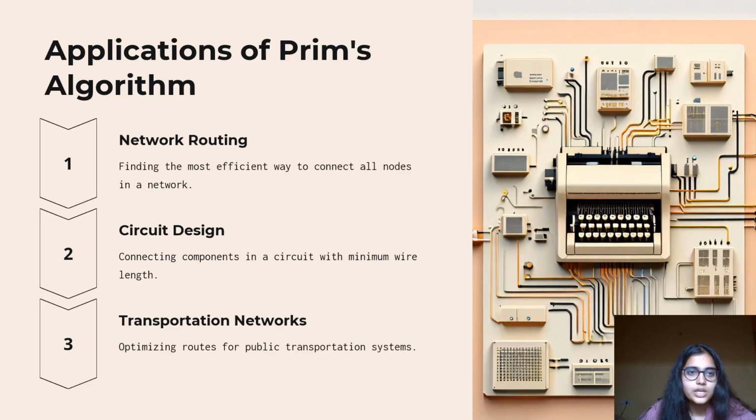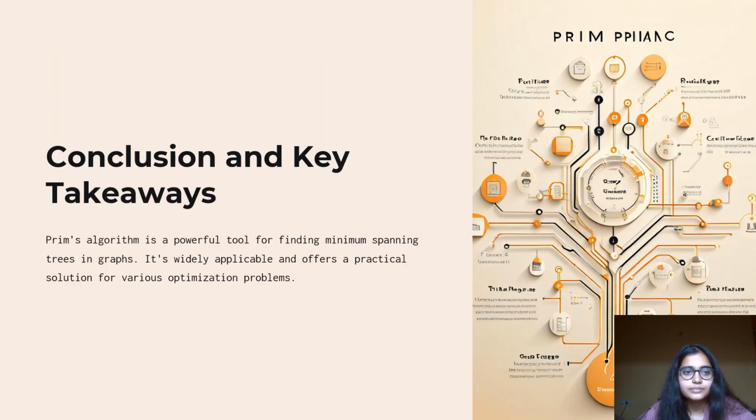And then applications of Prim's algorithm. First one is network routing, finding the most efficient way to connect all the nodes in a network. And second is circuit design, connecting the components in a circuit with the minimum wire length. And third is transportation network, optimizing routes for the public transportation systems.